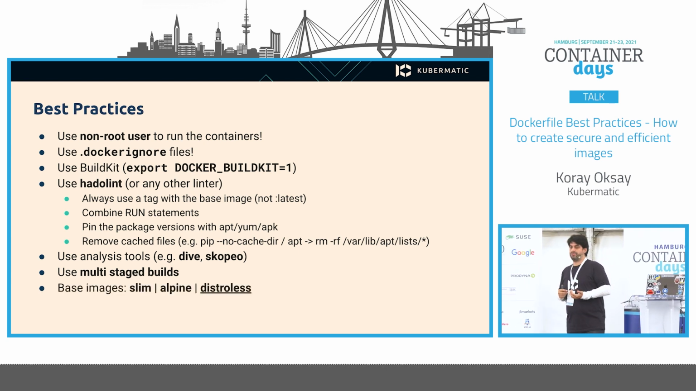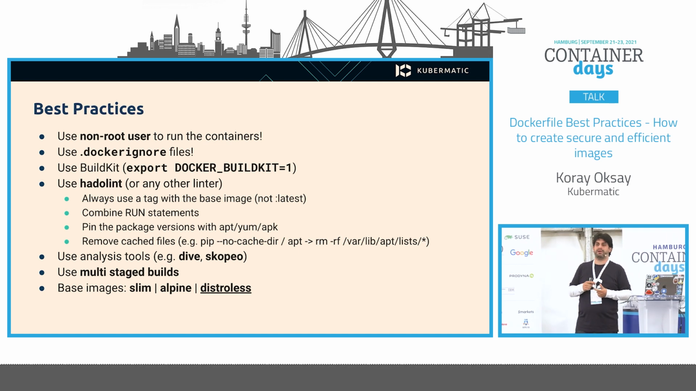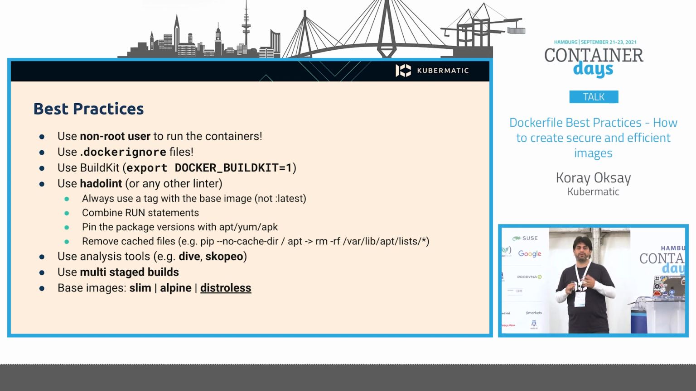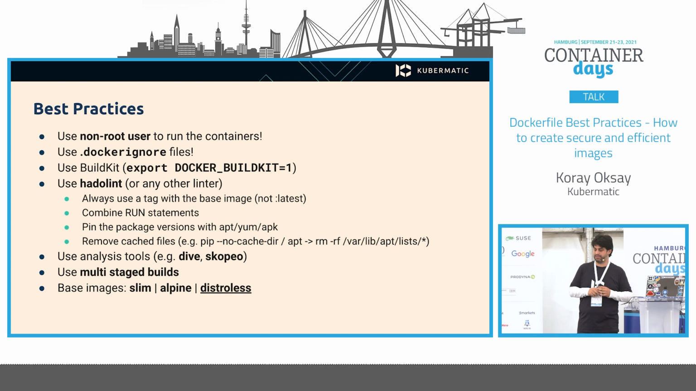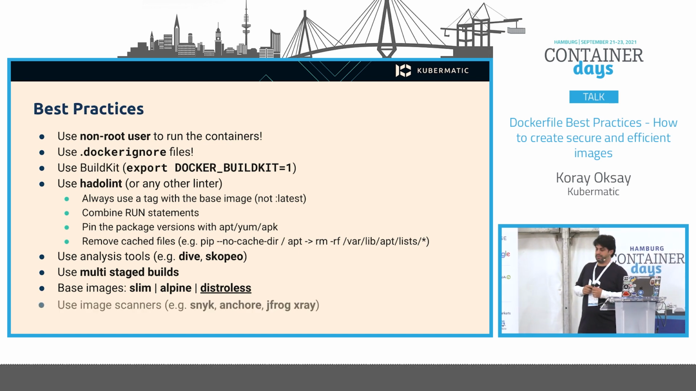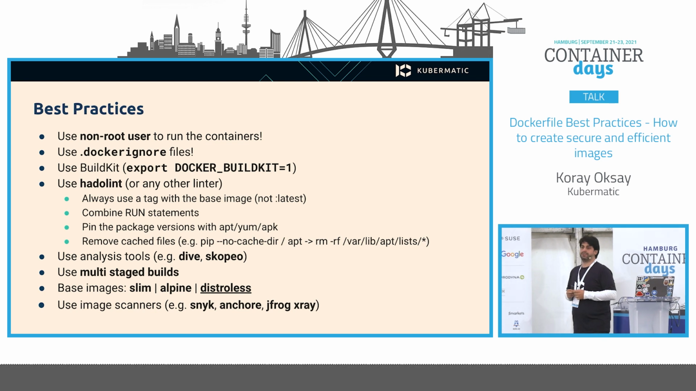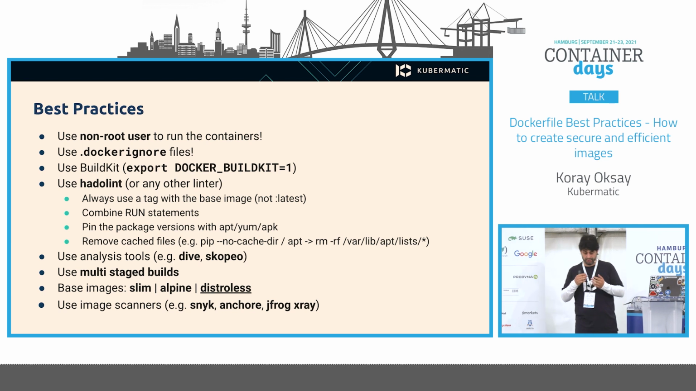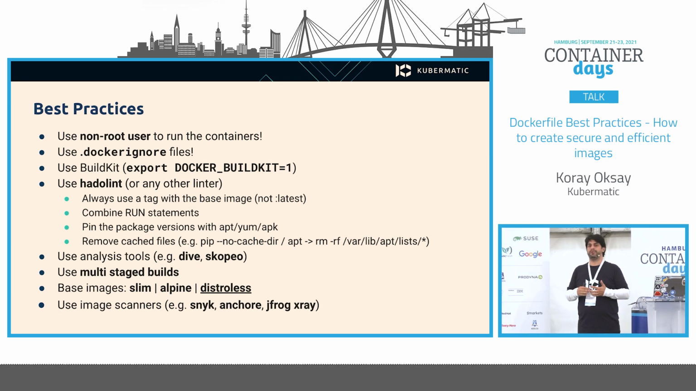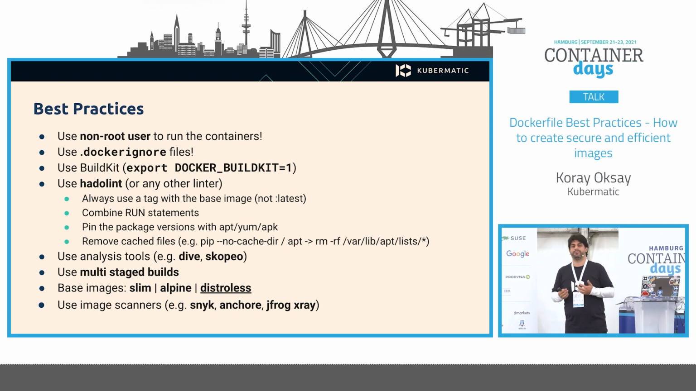For base images, you can use slim, Alpine, or distroless. Distroless is especially good for compiled ones, for Go applications. It will be very small. And finally, definitely use image scanners, especially in your pipeline, but first on your local machine, and also within your pipeline. The earlier you are aware of the problems, the better.